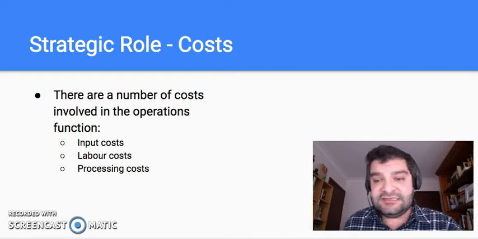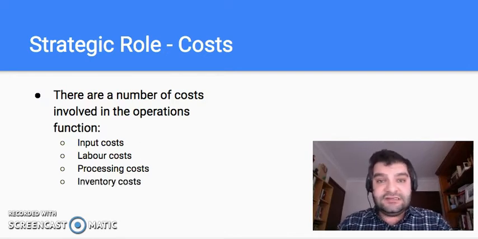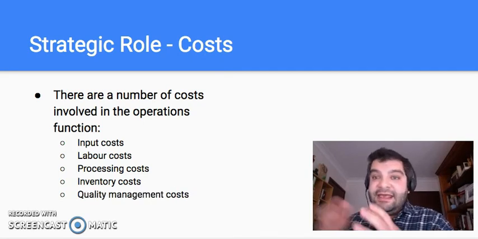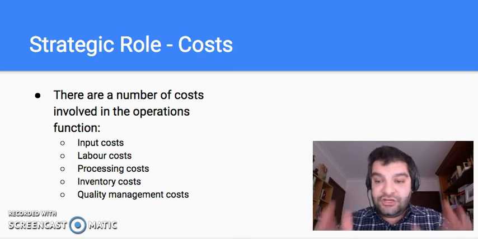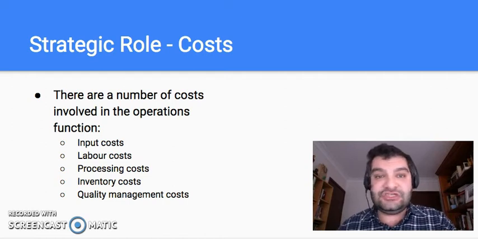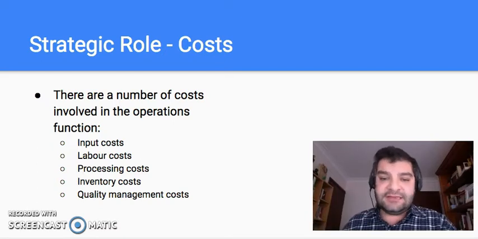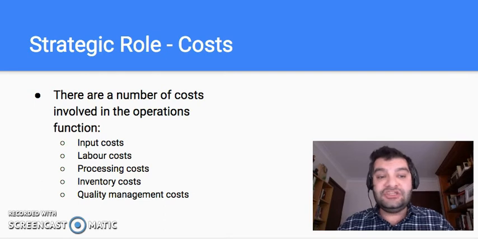There's processing costs. So the actual transformation itself, that process involves costs as well. Inventory costs, so costs involved with warehousing, okay, storage, distribution as well. So how do you actually get your product? Where do you store it? How do you keep it safe in transit? How do you get it to the customers? And finally, quality management. So paying to have those systems in place to make sure that the quality of the product meets the benchmark standards of what the business is actually wanting to achieve.